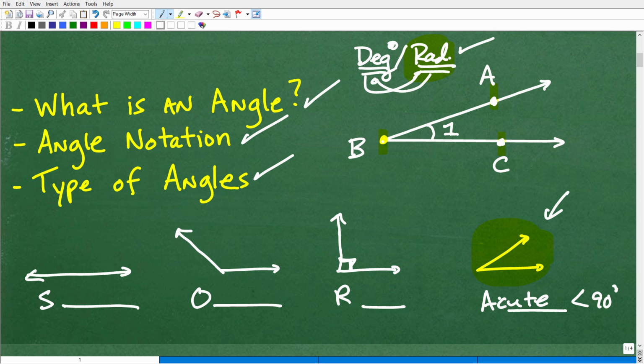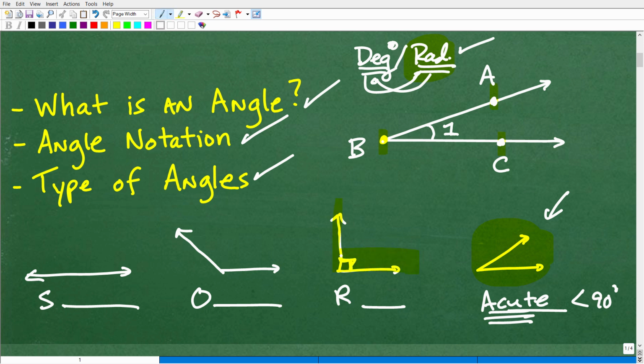It's kind of interesting how some of these terms are used outside of vocabulary terms, whether it's an acute angle or acute pain. We're talking about something that's sharp. So acute angles are less than 90 degrees. That brings us to our next angle here.